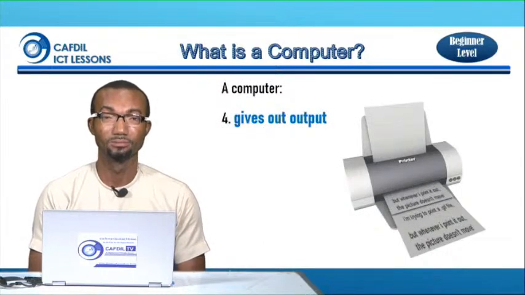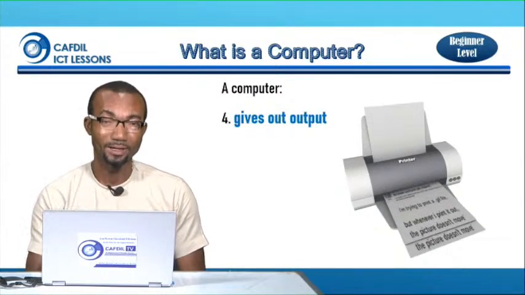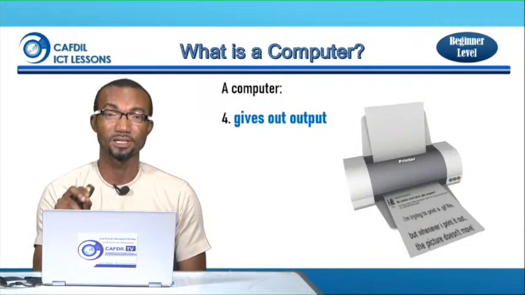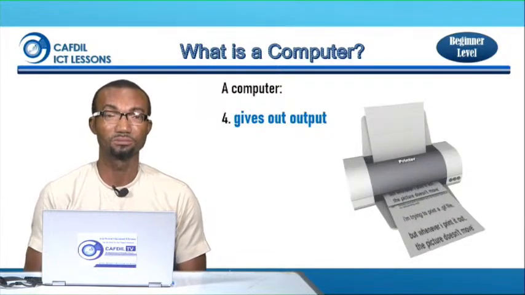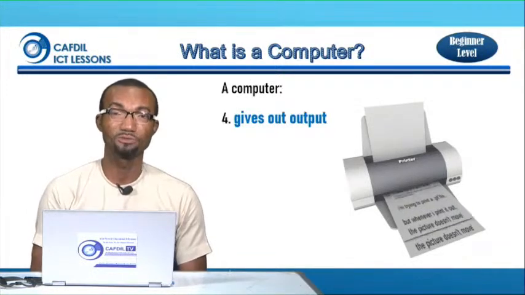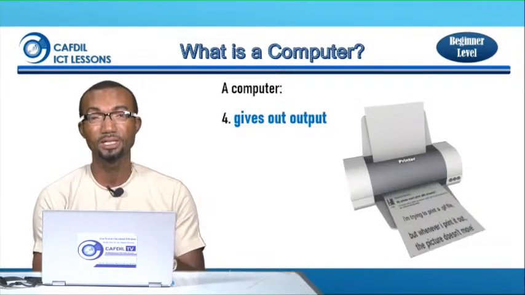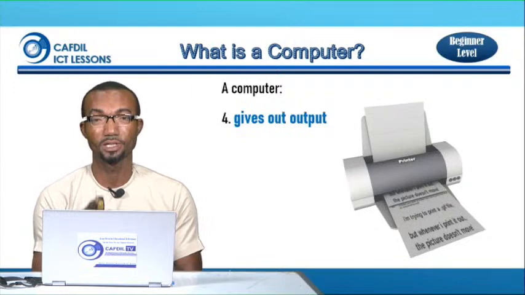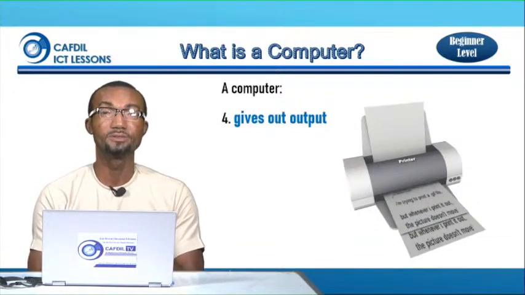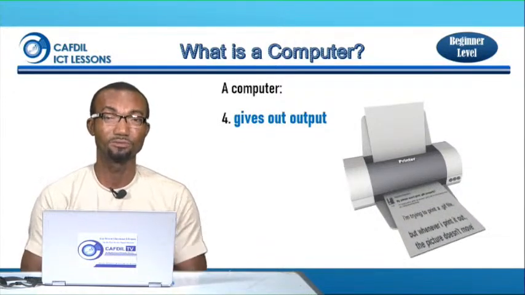The next one is that after the data is processed, it gives you output, and that output is called information. So we feed data into the computer system, it processes the data, and it gives us output as information.